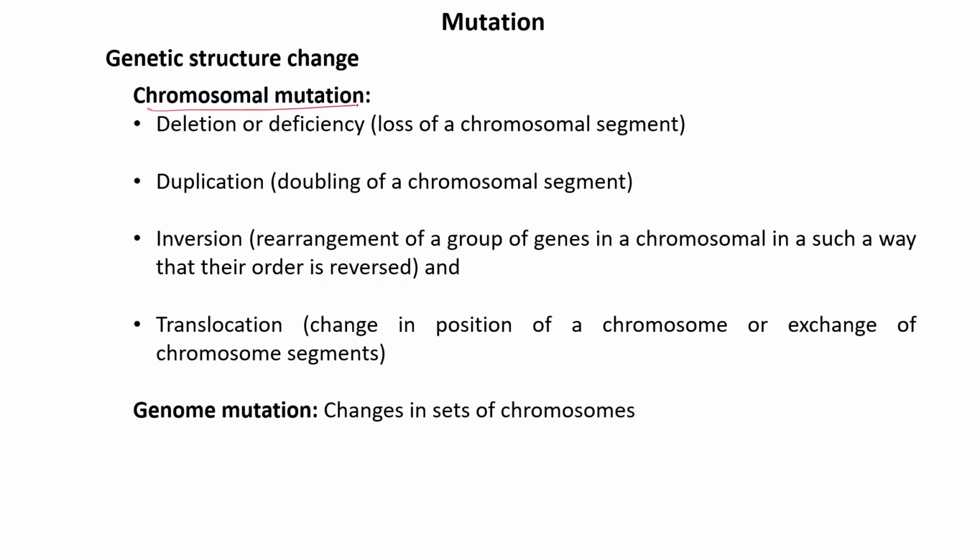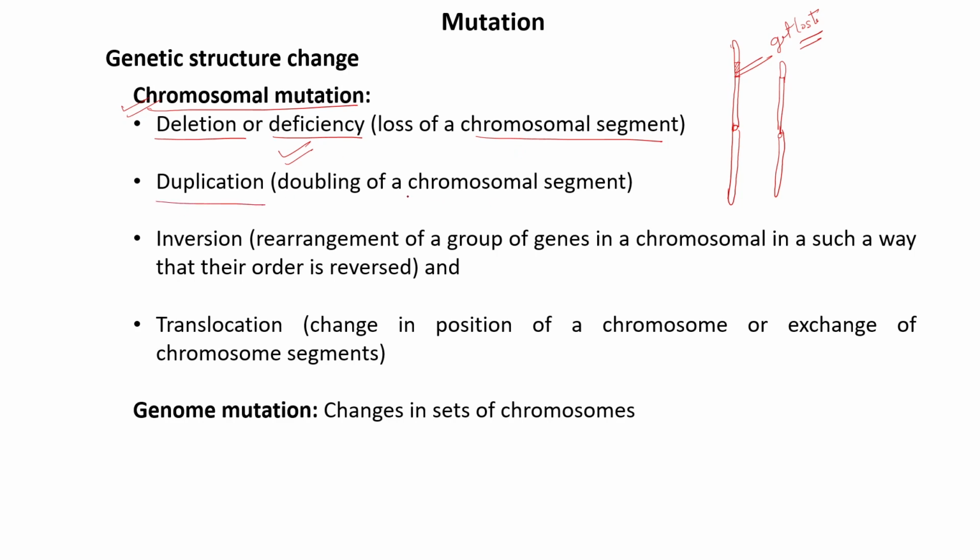Chromosomal mutation. Earlier we were talking about the gene, now we are talking about chromosomal mutation. Deletion or deficiency is the loss of a chromosome segment. Here we can have one particular chromosome, and if there is a loss of this particular part, then the size of this chromosome gets reduced and this particular gene gets lost. So deletion or deficiency is the loss of a chromosomal segment.